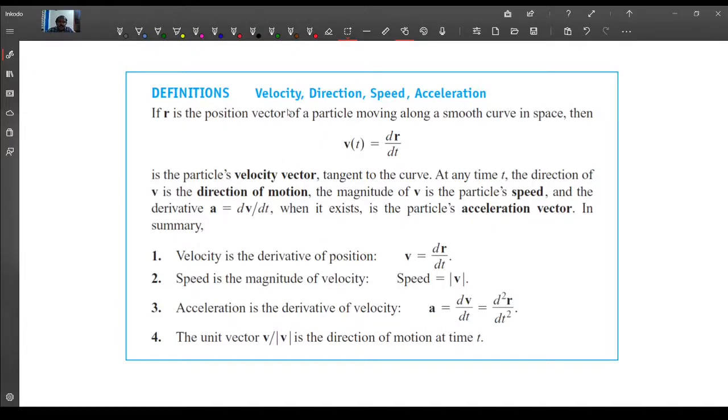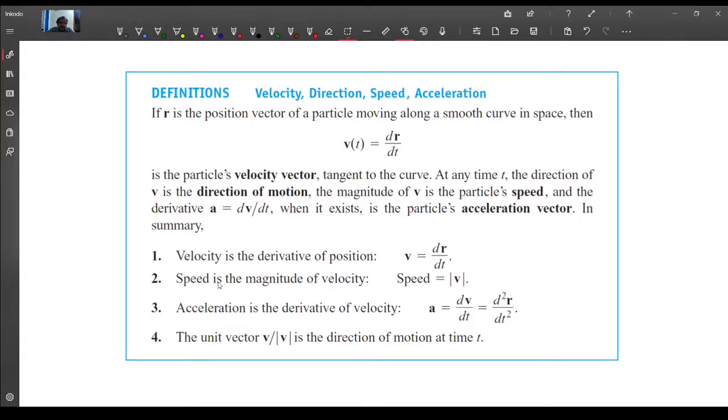Today we discuss velocity, direction, speed and acceleration. If r is the position vector of a particle moving along a smooth curve in space, then v of t is equal to dr by dt is the particle's velocity vector, which is tangent to the curve. At any time t, the direction of v is the direction of motion. The magnitude of v is called the particle's speed, and the derivative a is equal to dv by dt, if it exists, is called the particle's acceleration vector.